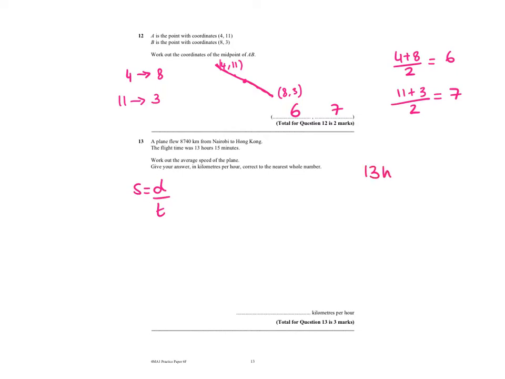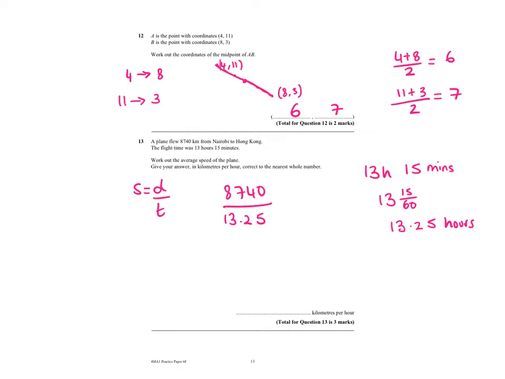So 13 hours and 15 minutes. We know that 15 minutes, 1 hour is 60 minutes. So we have 13 and 15 over 60. We also know that 15 minutes is a quarter of an hour, and a quarter is 0.25. 15 over 60 is also 0.25, so 13.25 hours. Now our units are correct, we can continue with the question. Our distance is 8,740 divided by our time, which is 13.25 hours. So we're going to put that into the calculator.